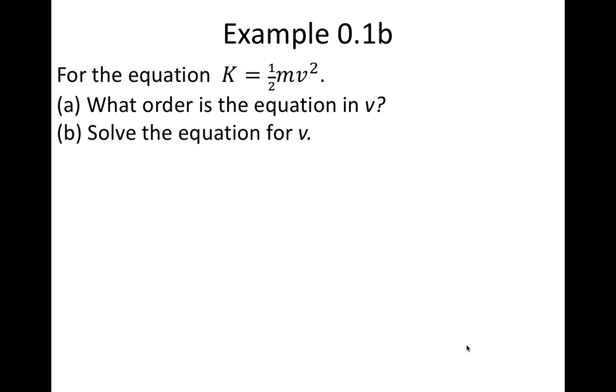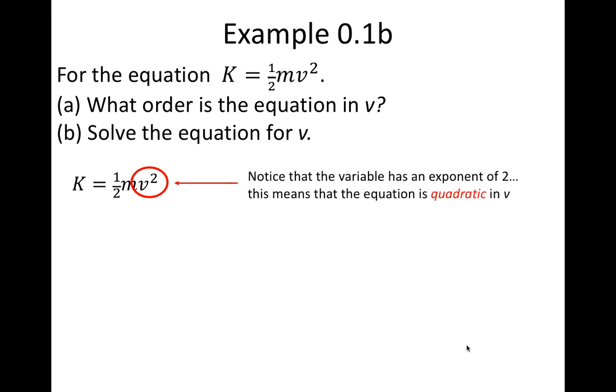For our next example, we're going to look at the equation K equals 1/2 m v squared. Part A asks, what order is the equation in v? Again, the thing that we need to notice is the exponent on the variable. Here the variable has an exponent of 2, and we refer to equations with an exponent of 2 as quadratic. It's important to remember that all quadratic equations always have two solutions.